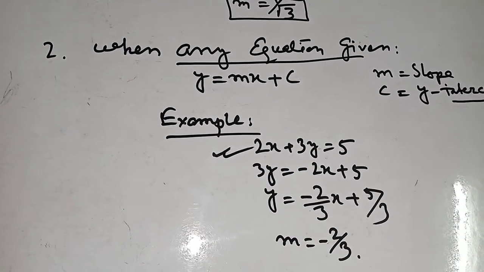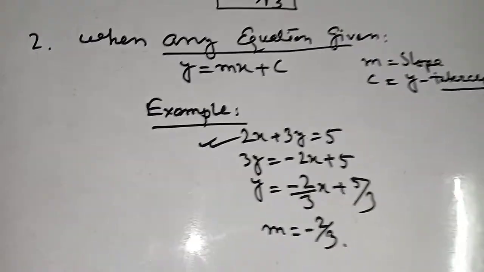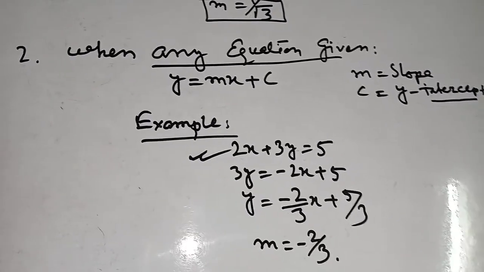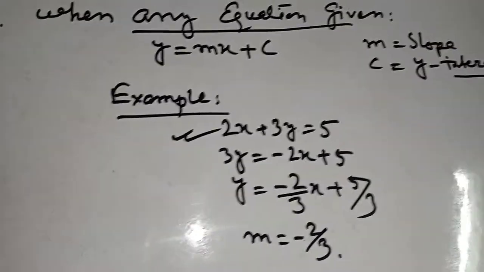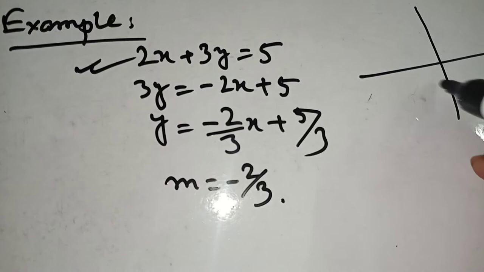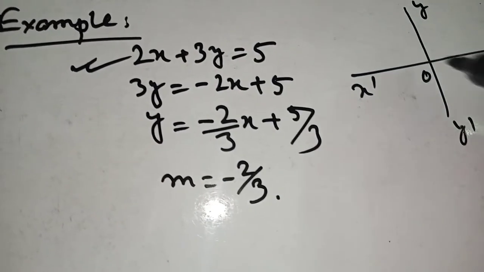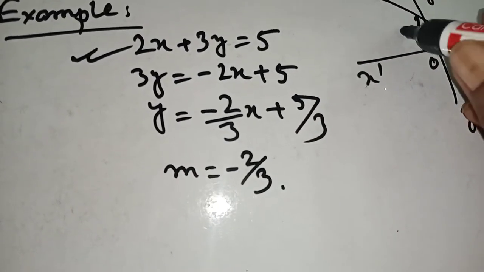Y equal to mx plus c in this form, where m is the slope and c will be y-axis intercept. Let us see. Like this, you can write it like this. This is x, o, x dash. This is y, o, y dash. Like this, say. This part is c.